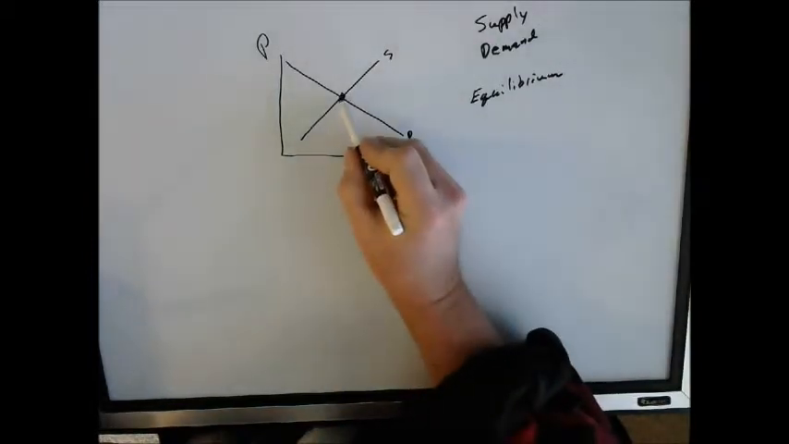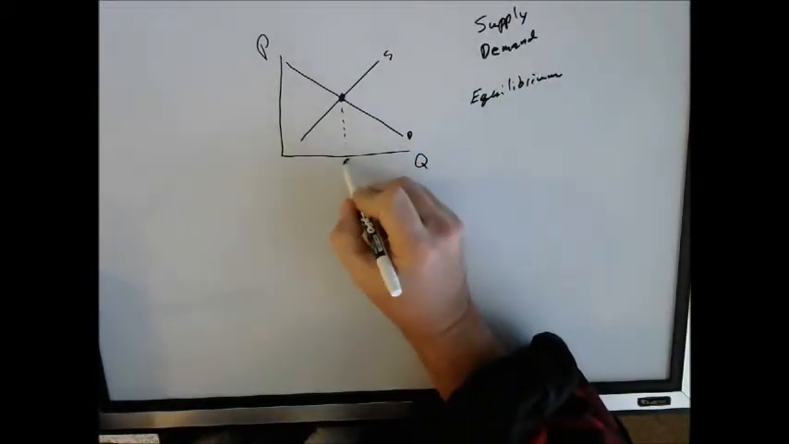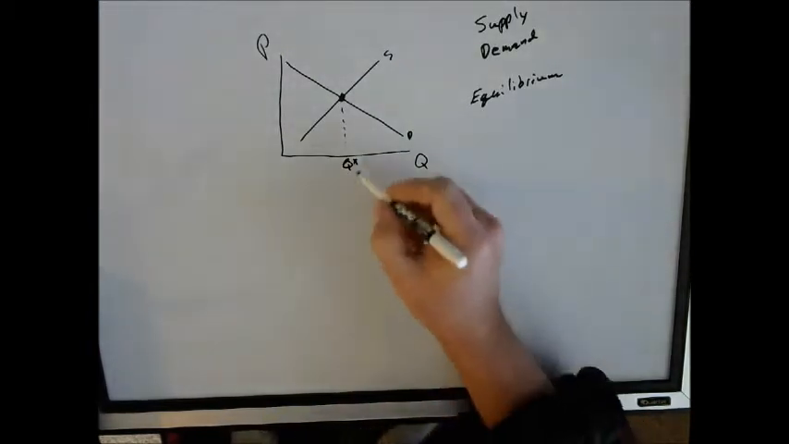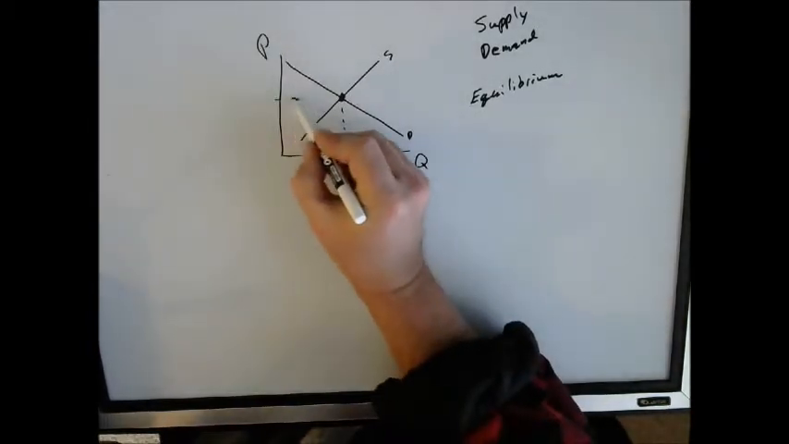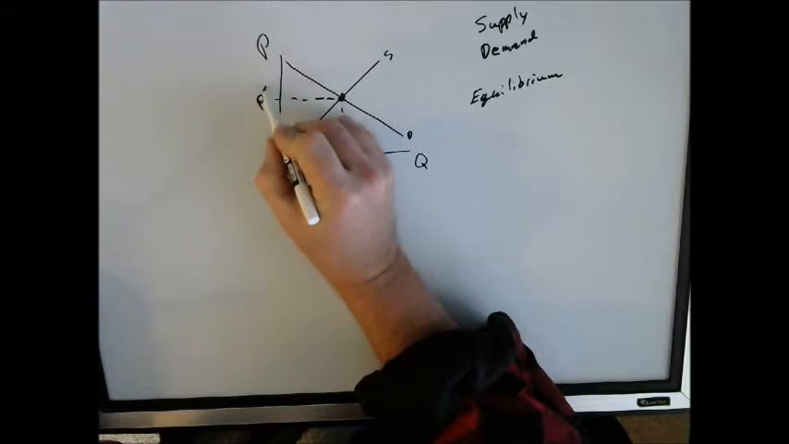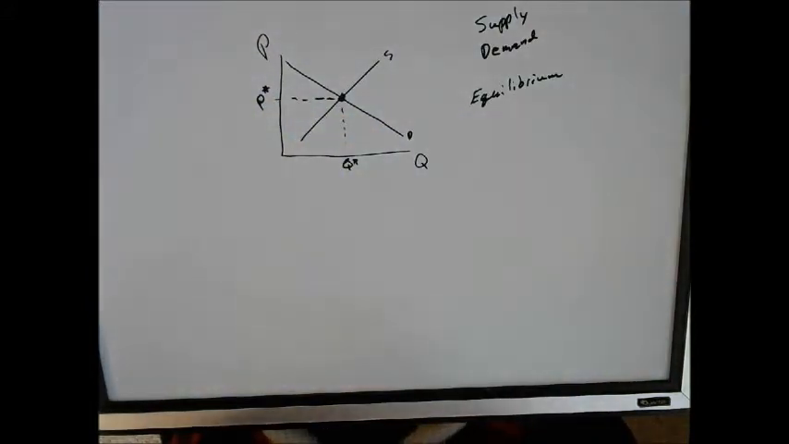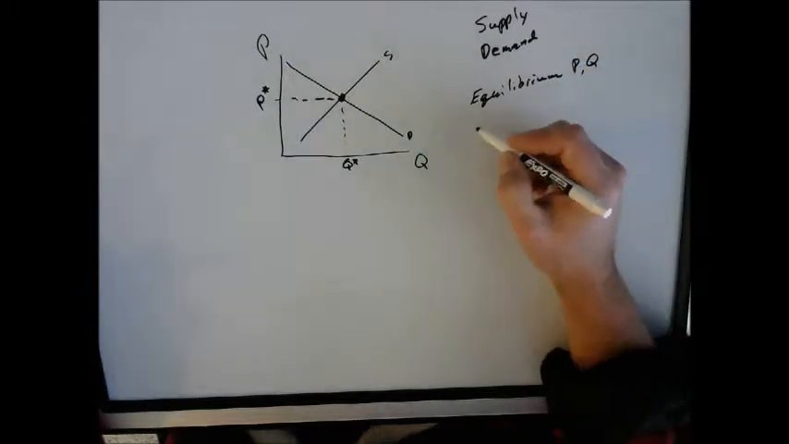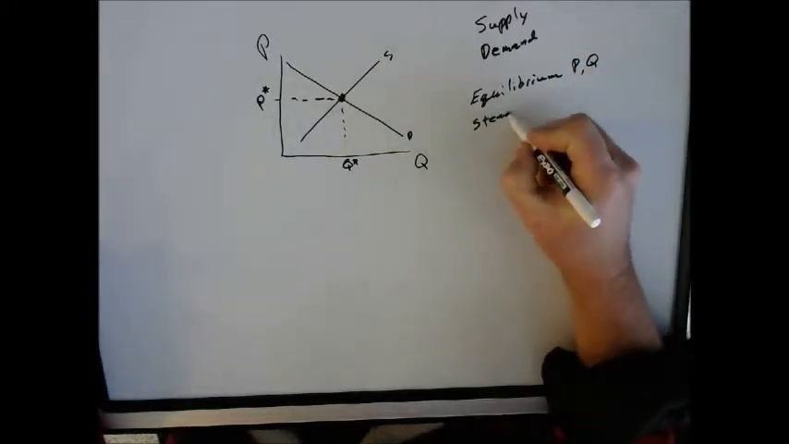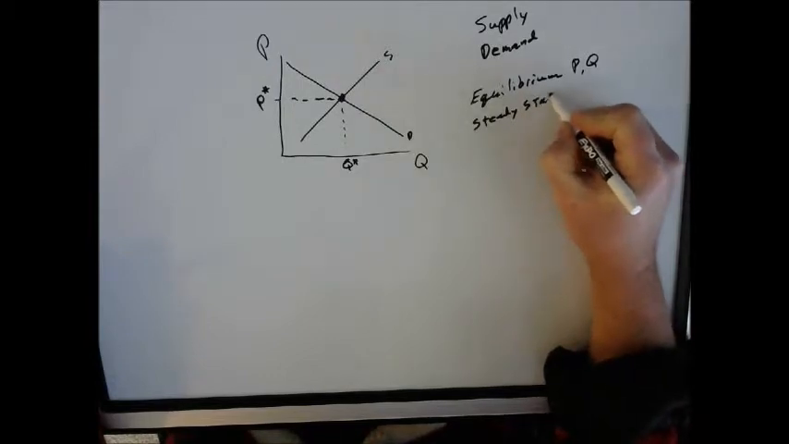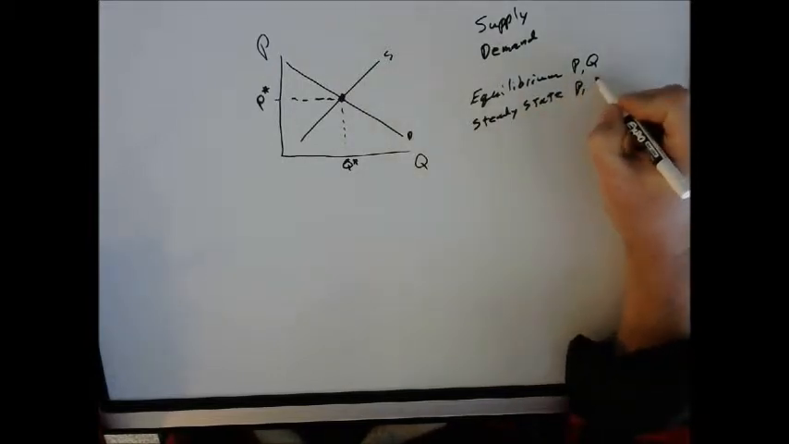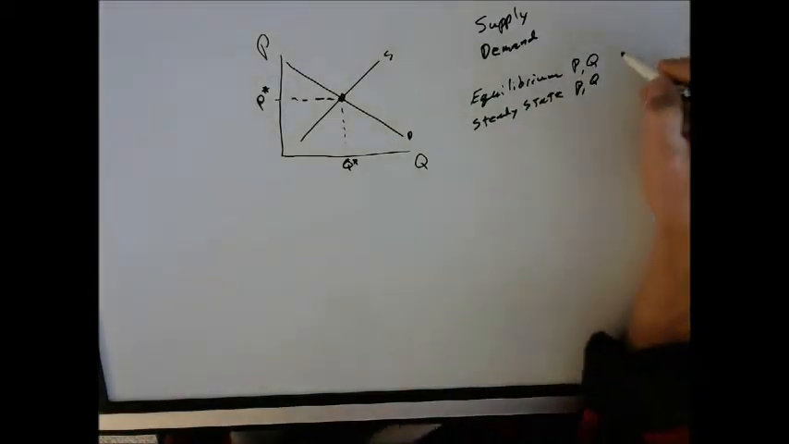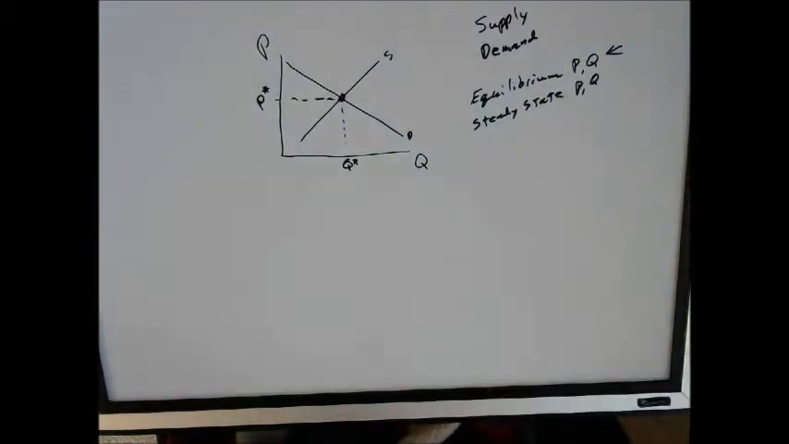The quantity at that equilibrium, I'm going to label as Q star, okay? And the price at that equilibrium, I'm going to label as P star. So we call this equilibrium P and Q. We also call this a steady state, P and Q.